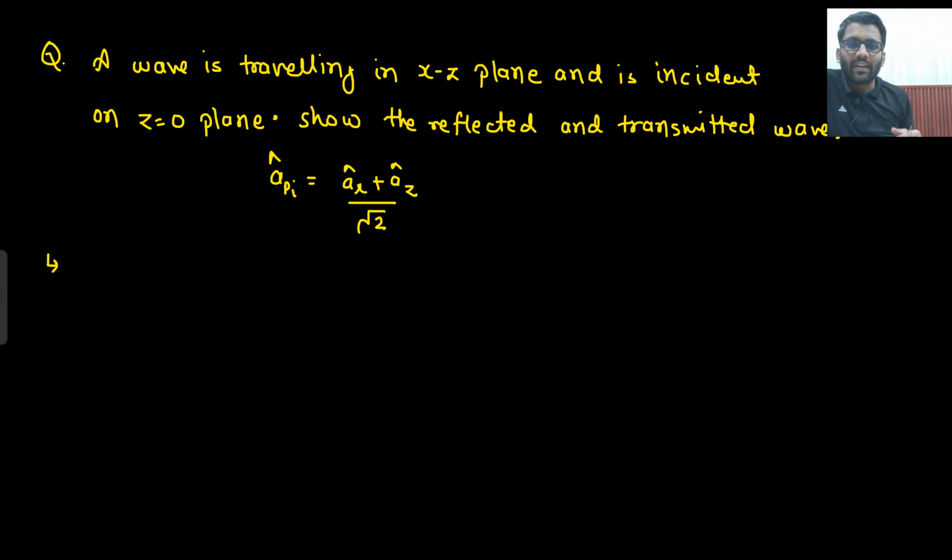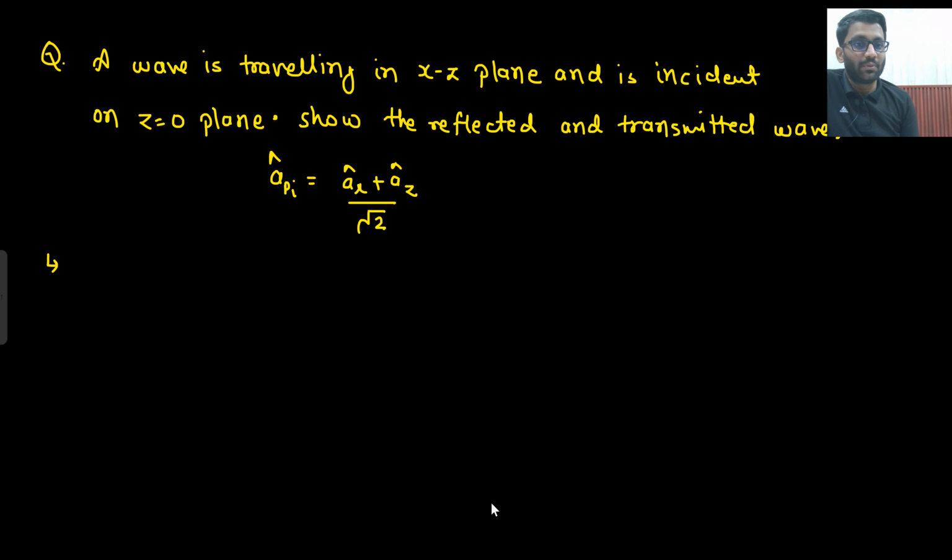A wave is traveling in the xz plane and it is incident on the z equals 0 plane. Show the reflected and transmitted wave. So you basically need to draw the diagram: how the incident wave would be coming, how the reflected wave would be coming, which plane you will make. So which plane will I make? The xz plane, the xy plane, or the zy plane? Which plane am I going to make?